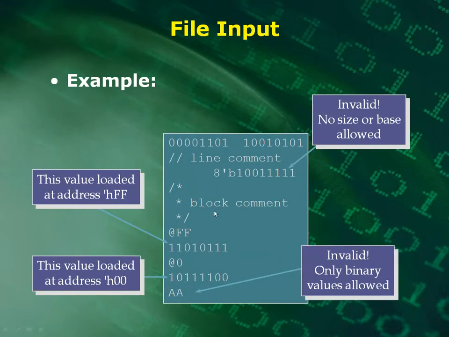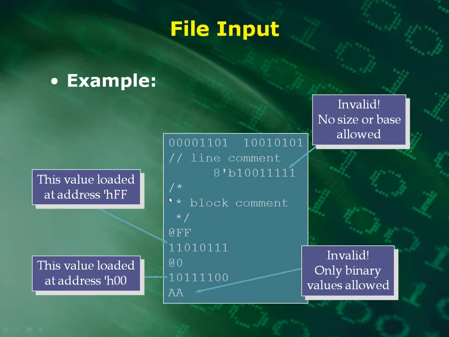So here's an example. Here's a file that we're going to read in, and notice we have, in this case, binary values: an 8-bit binary value here, separated with a space, and then another 8-bit binary value. That's okay. Here's a line comment. That's okay. This line here, though, is invalid. You cannot use a size specifier. Okay? So it is a bit limited in that respect.